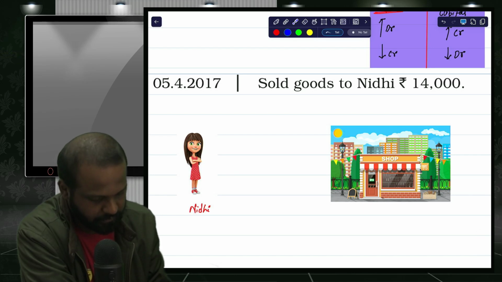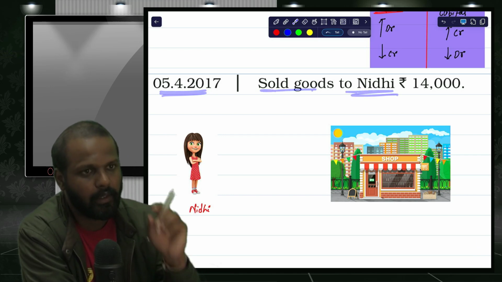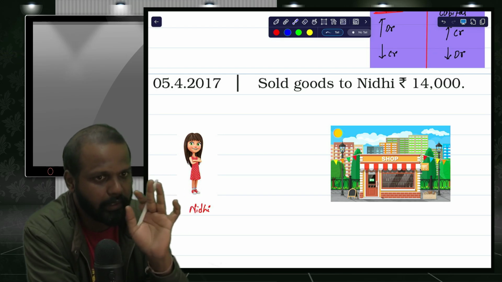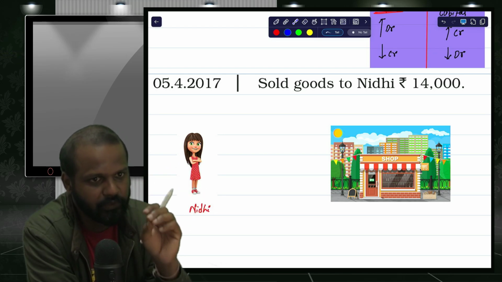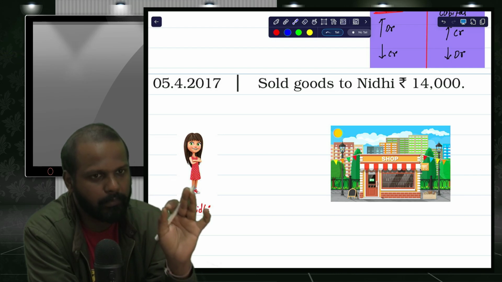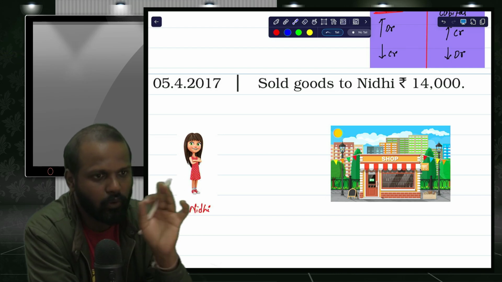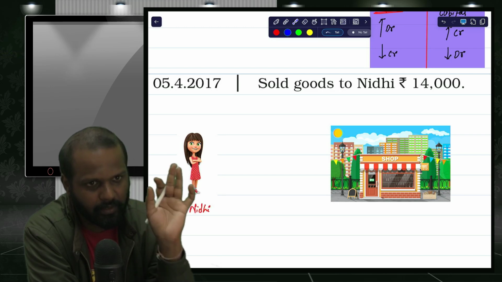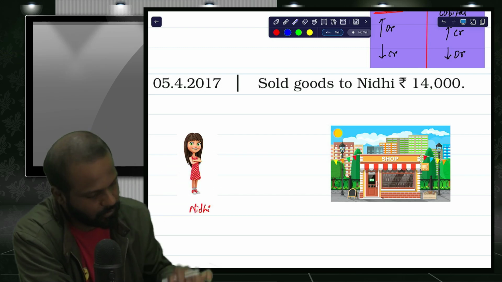See the next transaction. On 5th April, sold goods to Nidhi. They have just given the name of the person. They have not told that cash is being received. Just we have sold the goods. It means it's a credit transaction. Only the name of the person is given without mentioning that cash is being settled. Then it is a credit transaction.